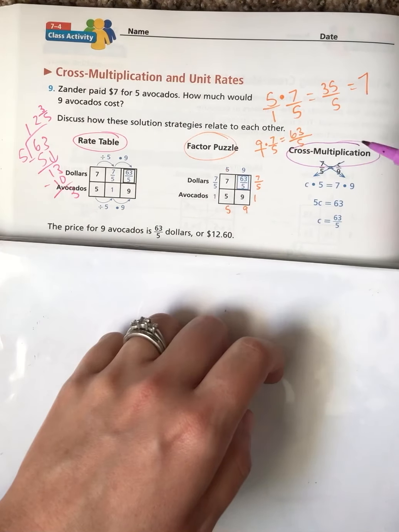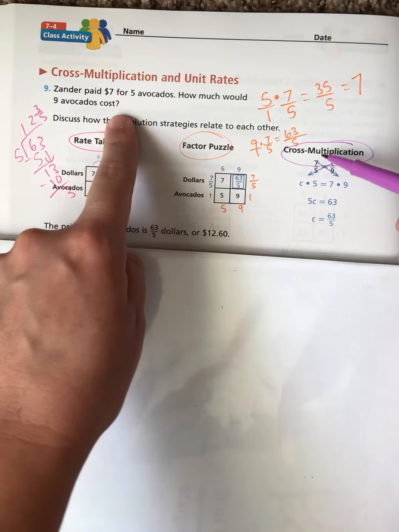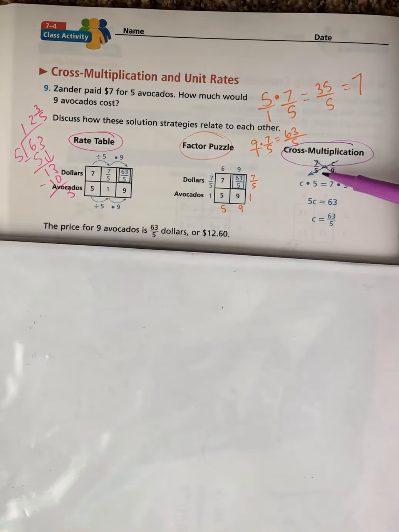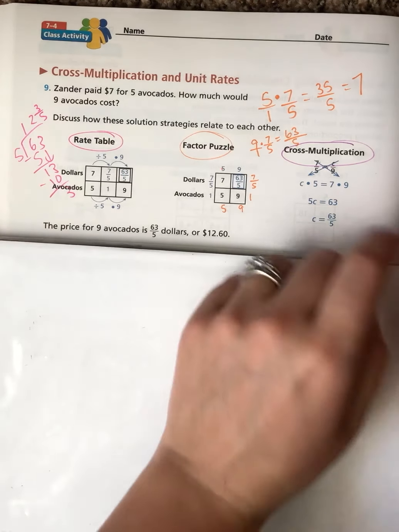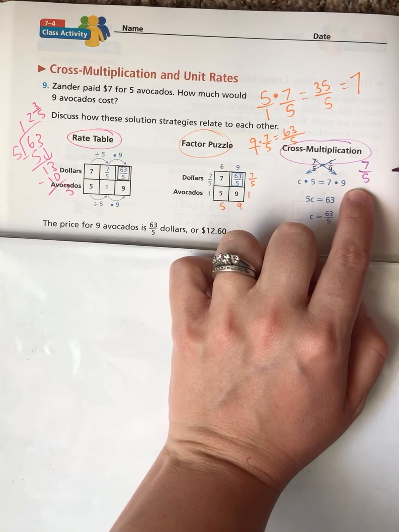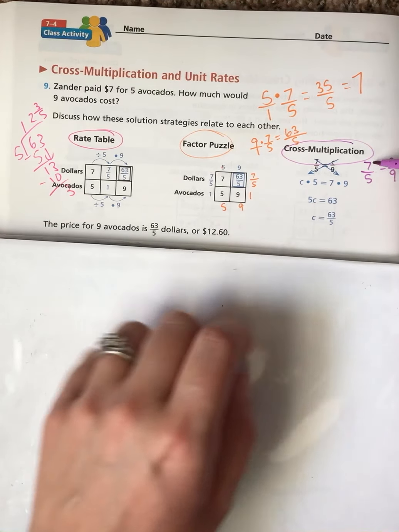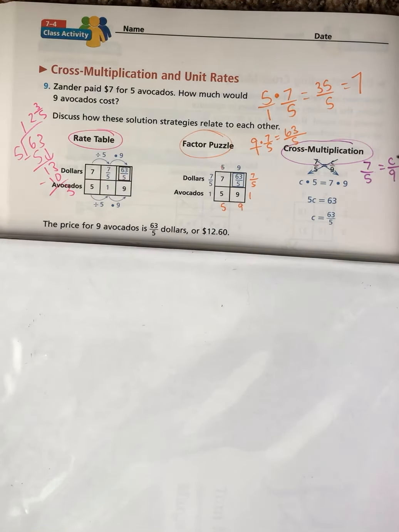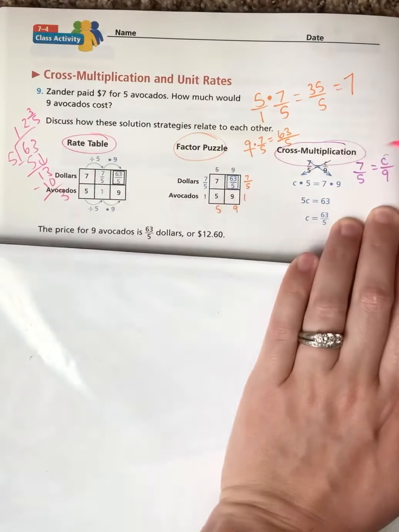They set it up for 7/5 because it's $7 for 5 avocados. So they kept their dollars on top, avocados on the bottom, equals C over 9. C would be for the cost. They don't know how much dollars it is, but 9 is on the bottom for the avocados. So if you can't see what they're doing, because I kind of scribbled on it, it looks like this. 7/5 equals C over 9, because it's $7 for 5 avocados, and we don't know how many dollars for 9 avocados. And then you can see they use cross multiplication.